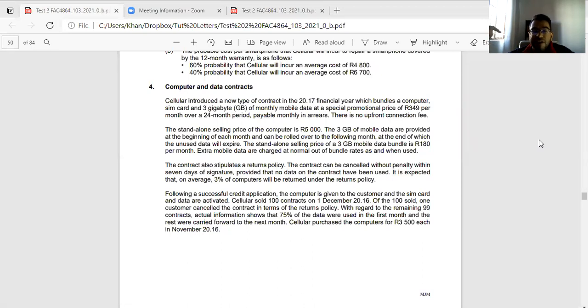The refund percentage is 3%. So therefore, your revenue will be credited at 97% and your refund liability, which is a liability, will be credited at 3%. So that is basically how the journal will look. Instead of saying debit bank, credit revenue, you will say debit bank, credit revenue, credit refund liability.